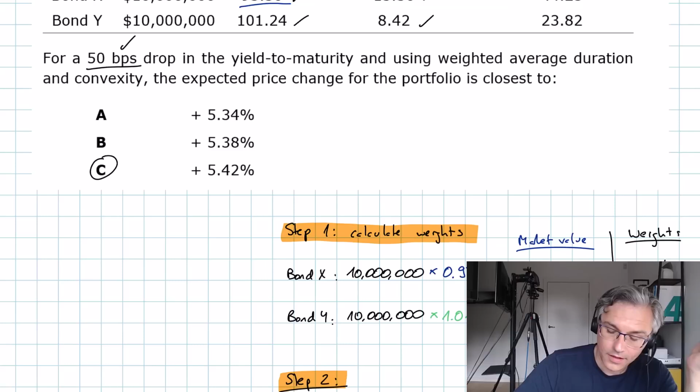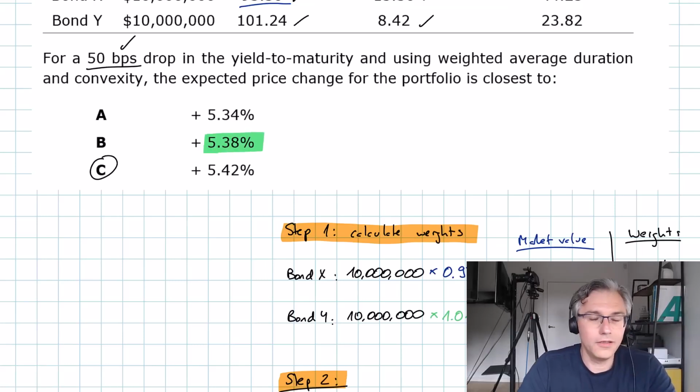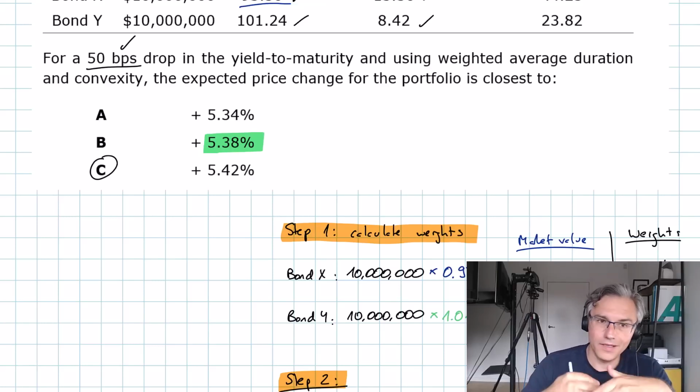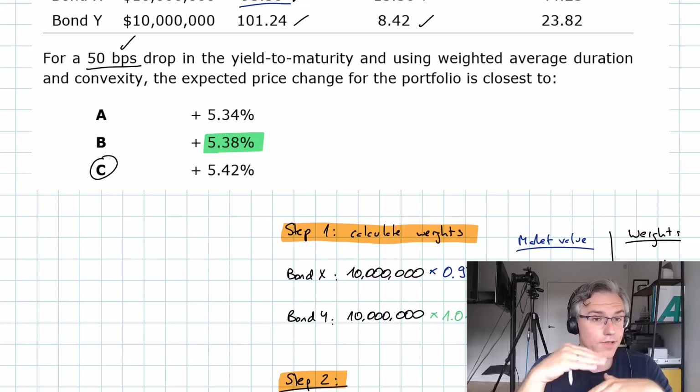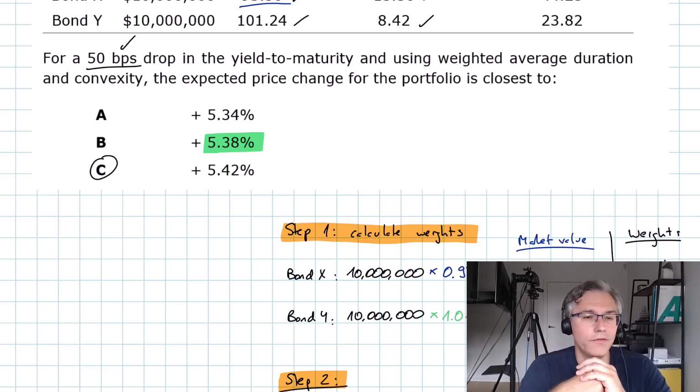In fact, I think 5.38 would be what you would get if you only did the modified duration computation, and obviously the convexity adjustment makes the increase in the price a little bit higher. 5.54, answer A, is what you'd get if you applied the adjustment the wrong way around, deducting it instead of adding.